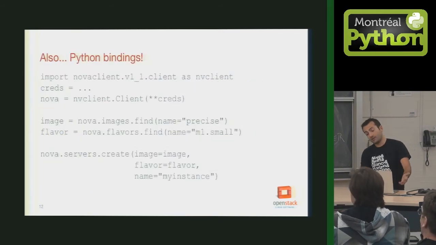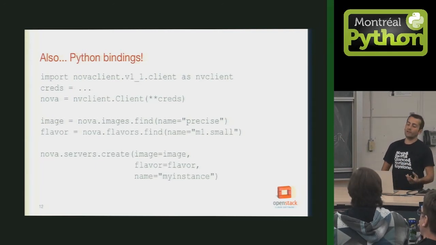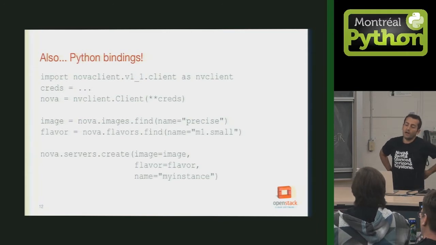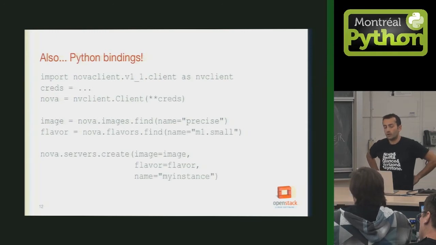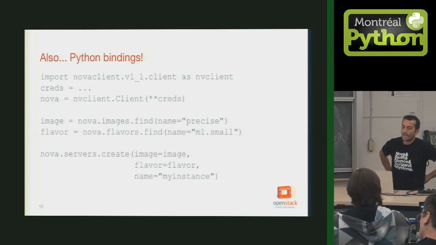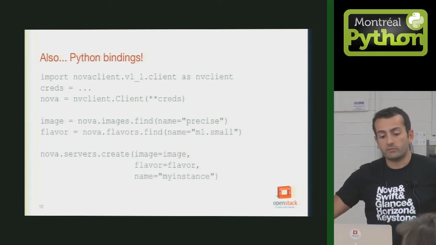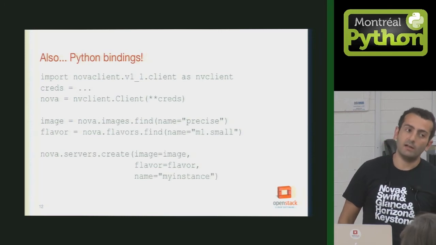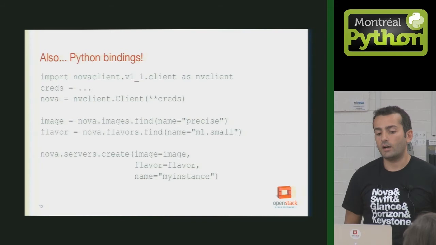But if you don't want to do pure REST, since it's not that easy, then you can have Python bindings. A Python binding is basically a library. Those Python libraries are used inside OpenStack, and they're actually provided officially by OpenStack. There are other projects that use SDKs for Node.js, Ruby, .NET, Perl, blah, blah, blah. But I'm sure we all love Python and we're going to use the official Python bindings.